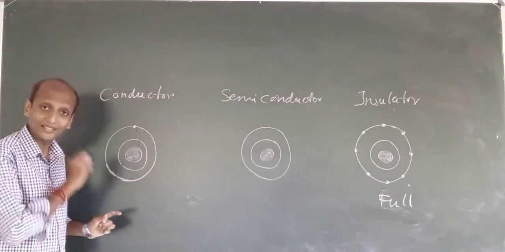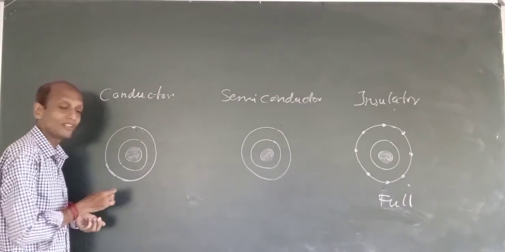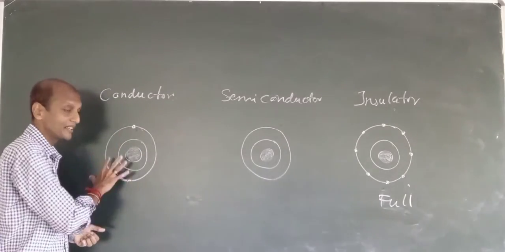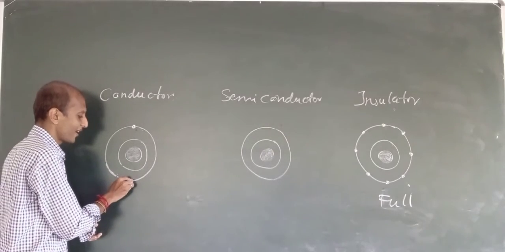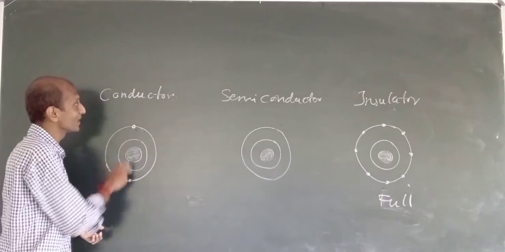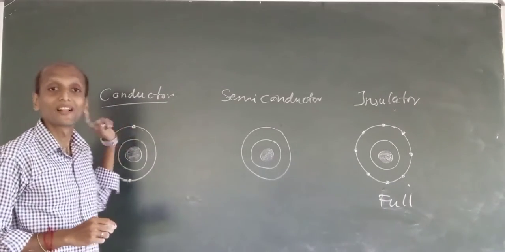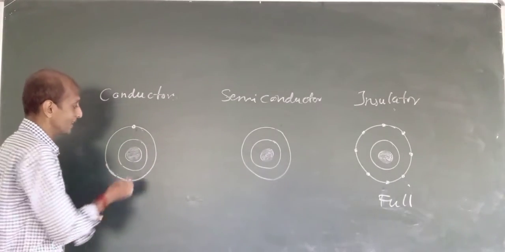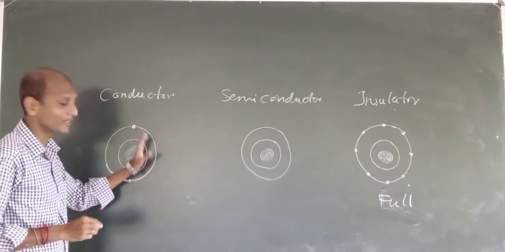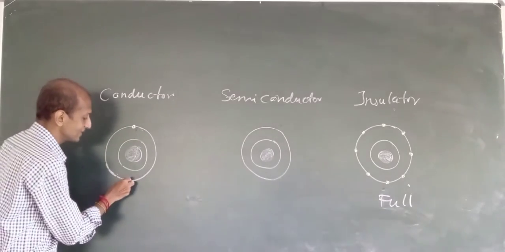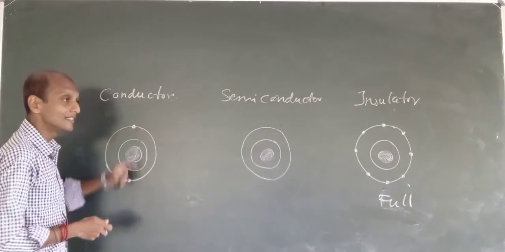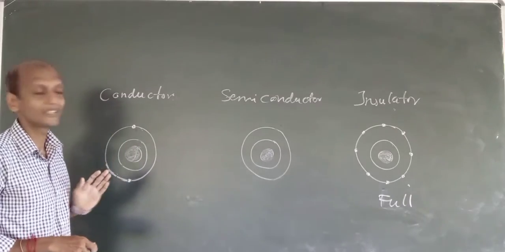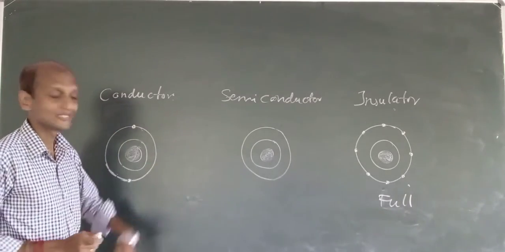Yes. So for a conductor material, the valence orbit will have only 1 or 2 electrons. Such materials or such atoms having 1 or 2 valence electrons will come under the conductor category. So this is how I can decide, looking at the atomic structure. The number of valence electrons will decide which material category the atom comes under, whether it is a conductor, insulator or semiconductor.